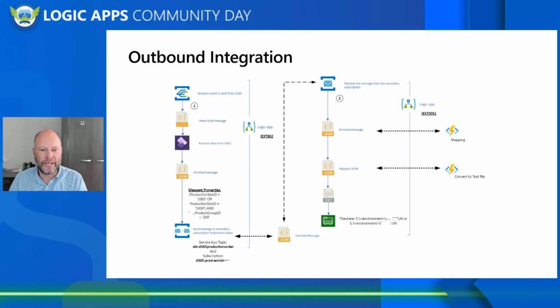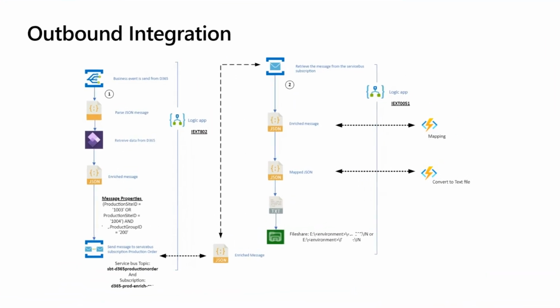That's an enriched message that's being placed on a Service Bus topic with certain properties. And then you have listeners. One of the listeners picks up that particular message, and the enriched message goes through mapping. Then ultimately, if it needs to be another format, another function will convert that, for instance, as depicted here, into a text file, which is subsequently sent to a file share on-prem. That's where the on-premises data gateway comes in, and the file connector for the Logic App.